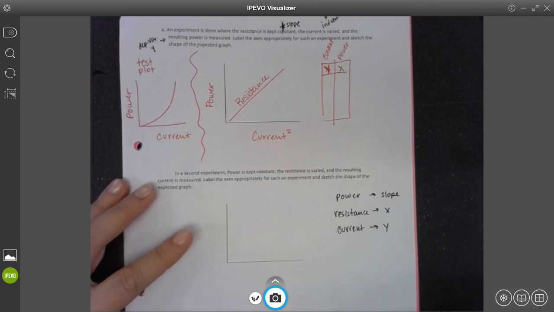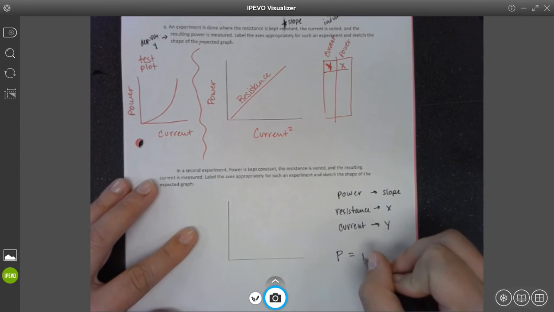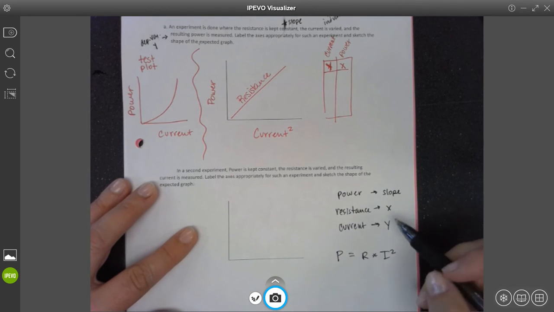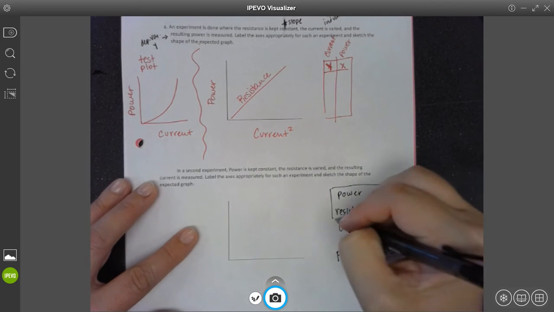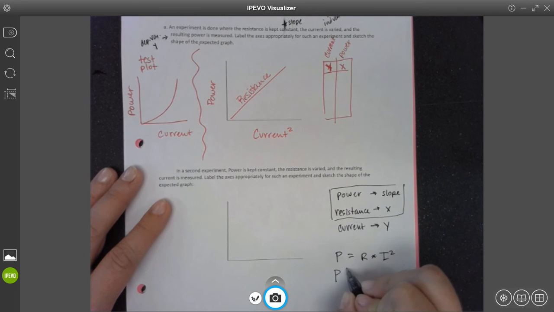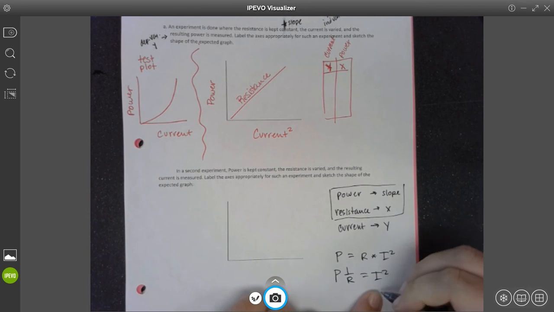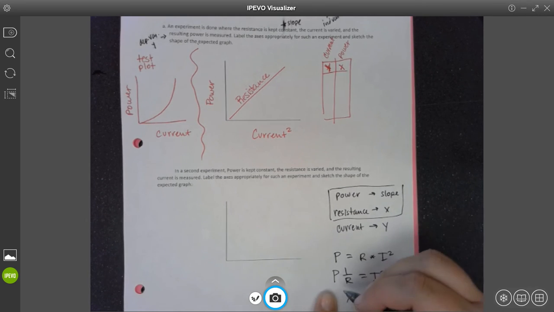Oh, cool. Okay. So if I start with power equals resistance times current squared, and I want to move things around so that I've got my slope and resistance on the same side. So what I'm going to do is divide both sides by r. So if I have p times 1 over r equals I squared, then I've got this set up. So this is going to be my y. This is going to be my x. This is going to be slope.